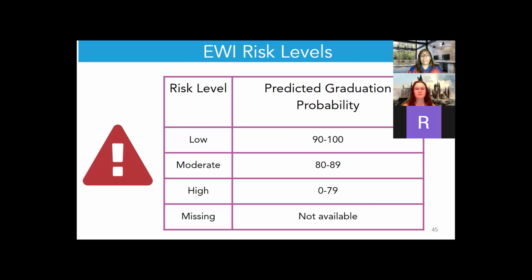We already went through our probabilities, but 90 to 100 is low, 80 to 89 moderate, and then anyone falling 0 to 79 is high. And if they don't have enough data available, it's going to be missing. They're falling in a missing category, not available, because we just don't have enough data to make that risk calculation.